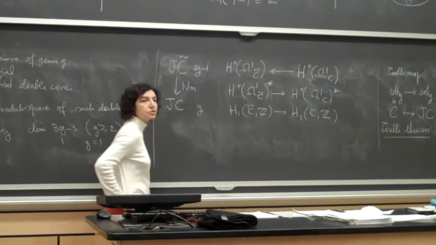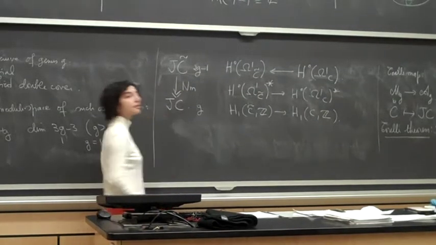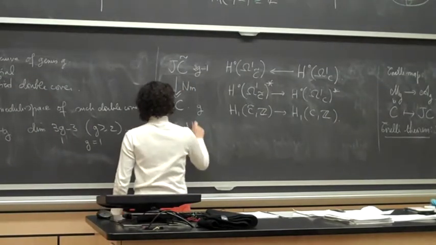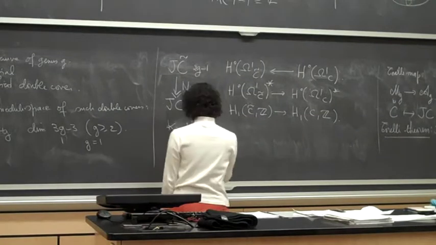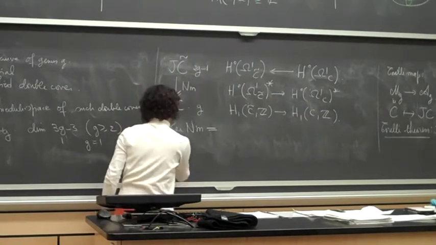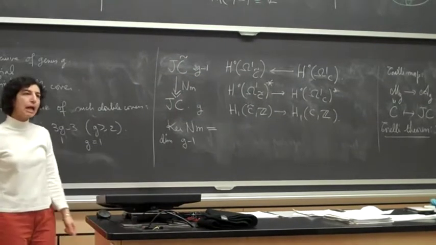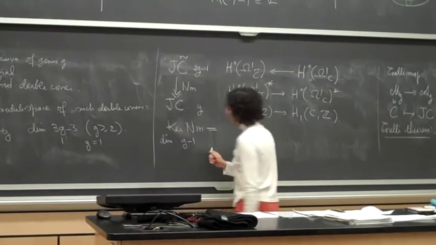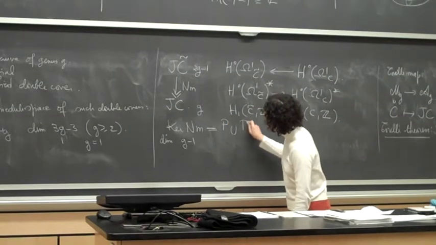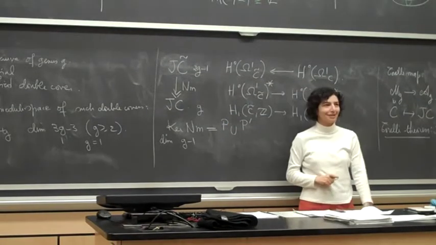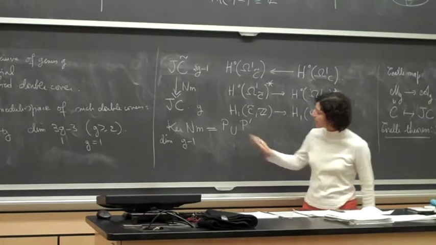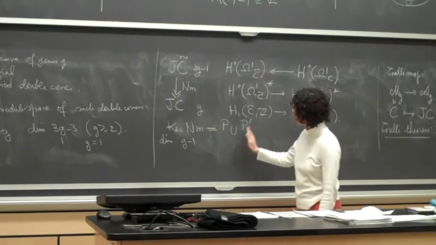It turns out that you can also prove that this map is actually surjective. Okay? So it's going to have a kernel. The kernel of the norm will have dimension, first of all, the difference between the two dimensions. The dimension is going to be G minus 1. Right? And then you can compute what it is. It's going to be a union of two things: one abelian variety plus a translate of that abelian variety, by a point of order 2.